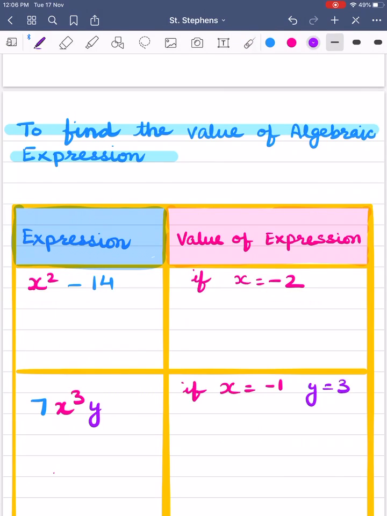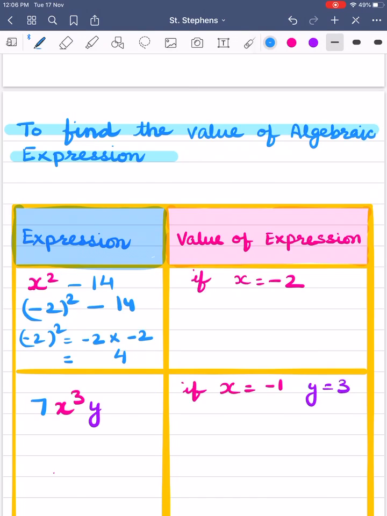So we have here (−2)² − 14. First, let's solve powers. So (−2)² means we have to multiply −2 two times. Now ignore minus sign and multiply and we get 4.